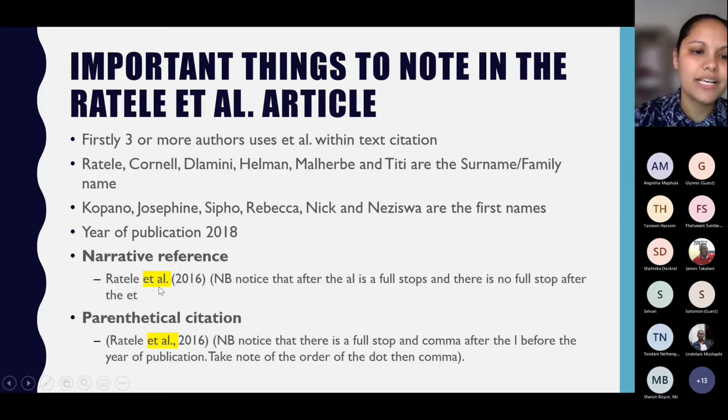The narrative citation would be et space al dot, open brackets, year of publication. Notice where the full stop is and notice that it is not italicized, right? If it's between brackets, it's Ratele et al., 2016.